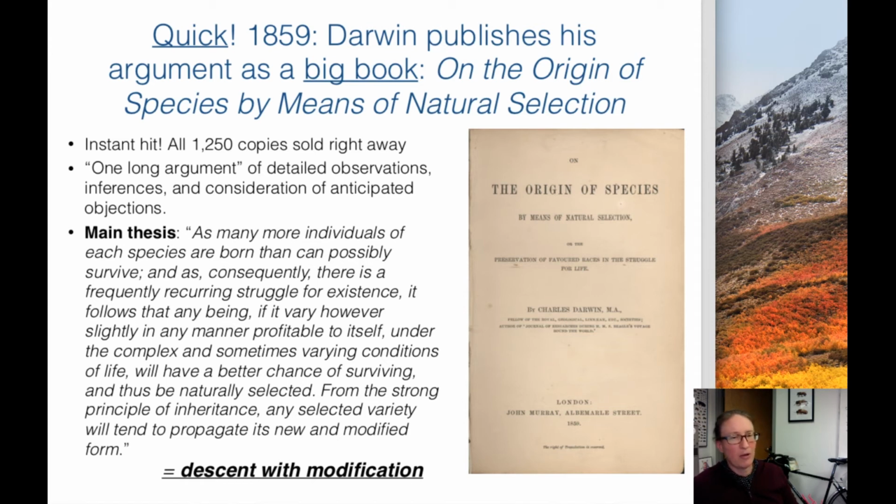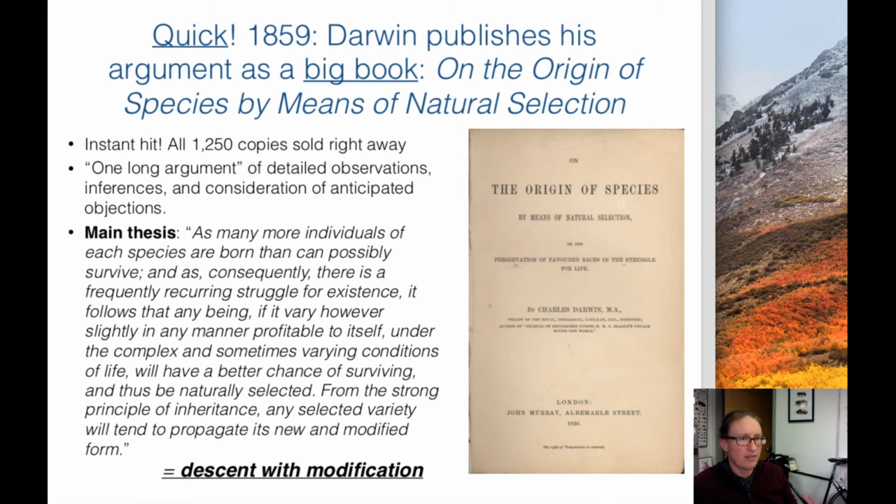Darwin's book wound up being an instant classic. So the original print was 1,250 copies. They all sold right away. And a lot of people will describe The Origin of Species as one long argument that contained detailed observations, inferences, and consideration of anticipated objections. So if you have a counter argument against Darwin's ideas, well, he's got a counter argument against that.